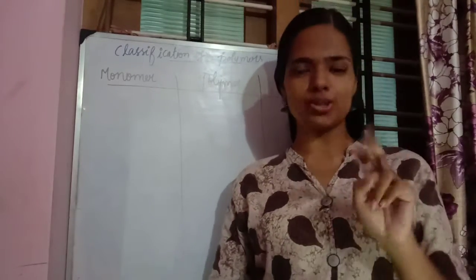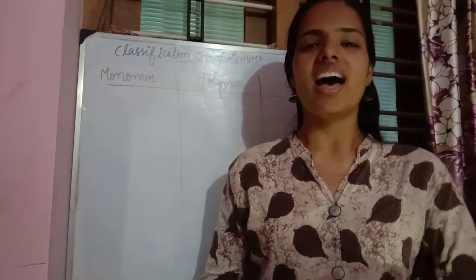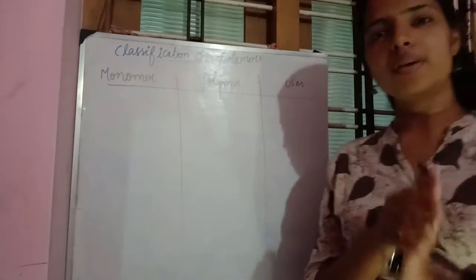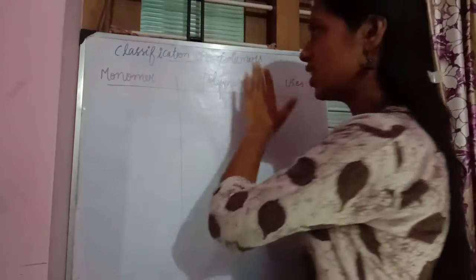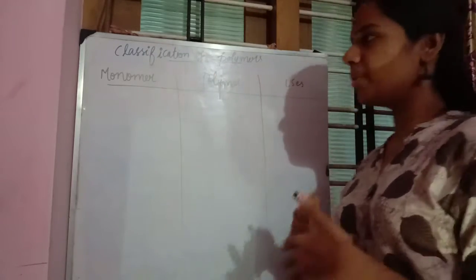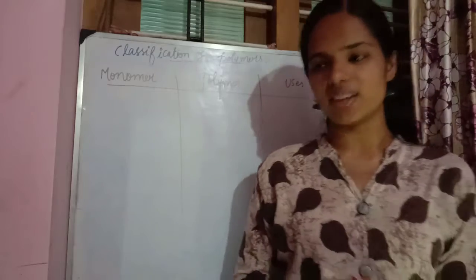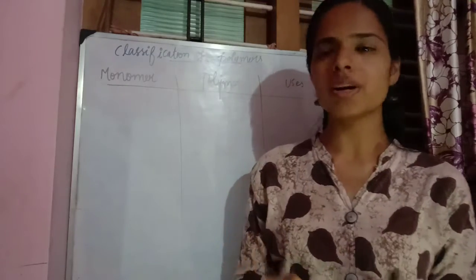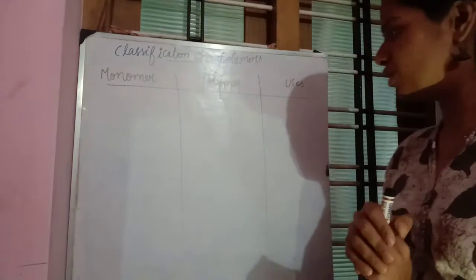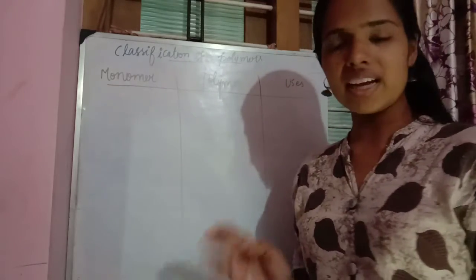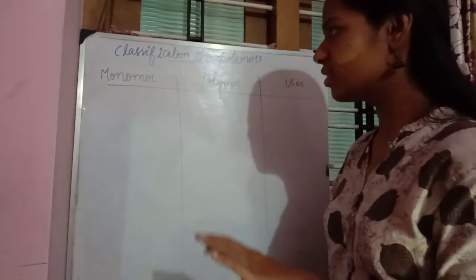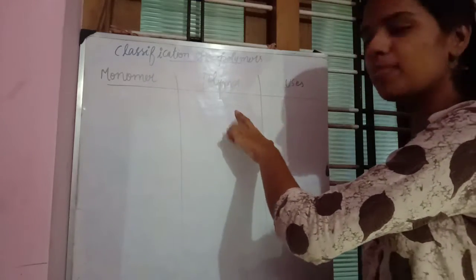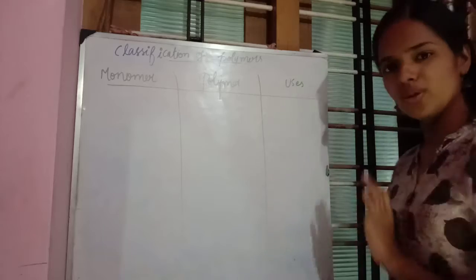Here we have part 2 video of the polymer chapter, and the topic we are discussing is the continuation of the previous video, that is classification of polymers. Before going into the topic, let me tell you one thing: you should take a long sheet of paper or a notebook, and draw a table containing 3 columns. In the first column, put the heading as monomer, the second column heading is polymer, and the third column is uses.